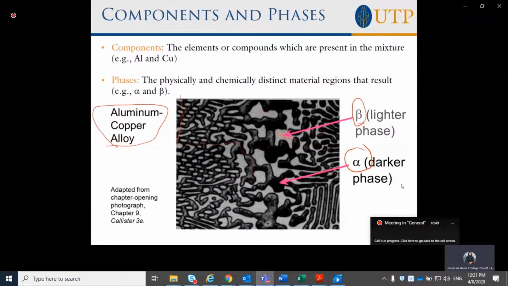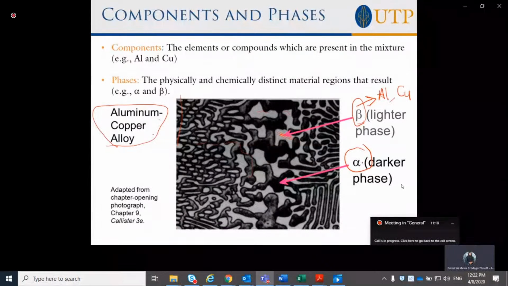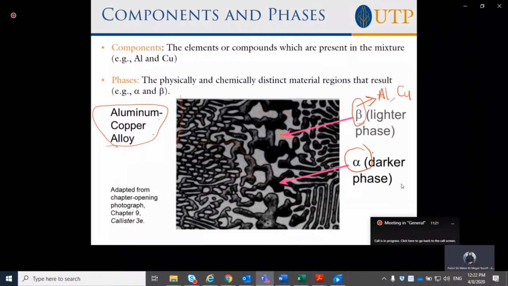However, just be aware that in the beta phase, what elements do you have? What is the composition of beta? Beta would consist of aluminium and copper, because that's what the system is all about, aluminium and copper. So you got aluminium and copper atoms at the back there in the lighter phase. How about the alpha, the darker one? What is the composition of the alpha? Still, it is containing aluminium and copper.